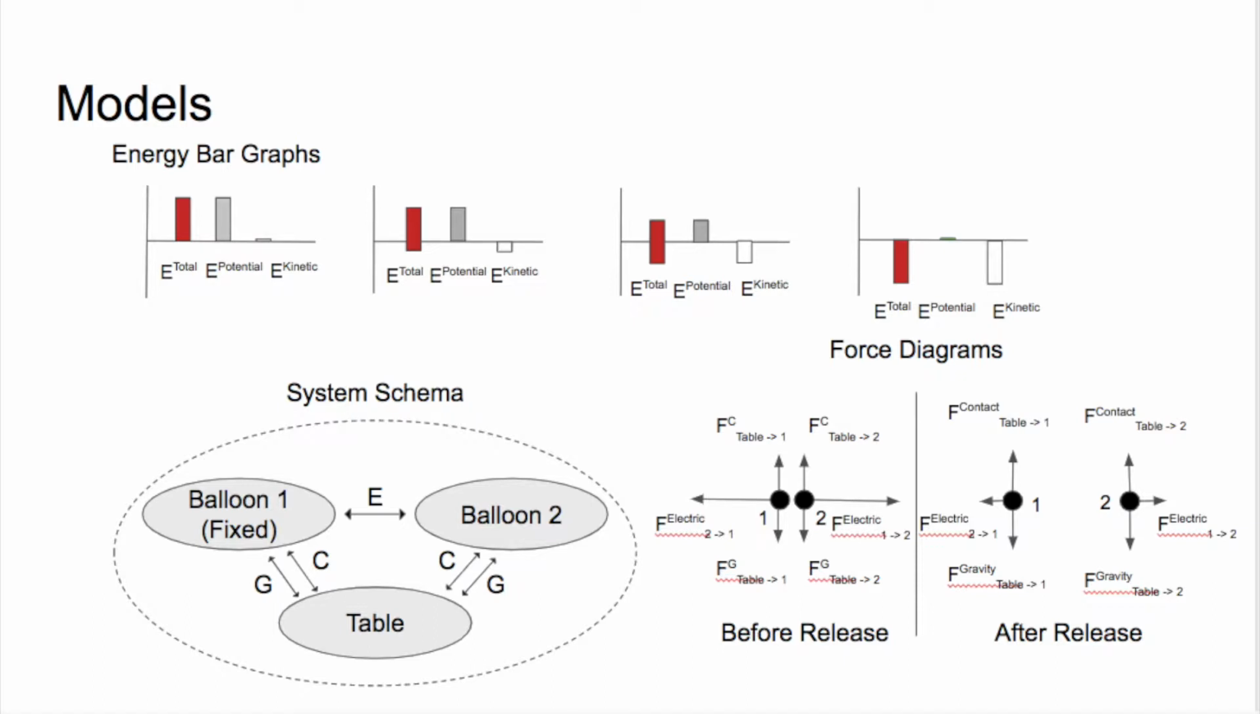For the force diagram, the contact and gravitational forces are equal, so the electric force in the x direction is the only force causing movement between the balloons. Before the free balloon is released, there's a high potential energy, so the electric force is very strong between the two balloons. After they are released and the potential energy is converted into kinetic energy, the electric force decreases until the balloons come to rest.